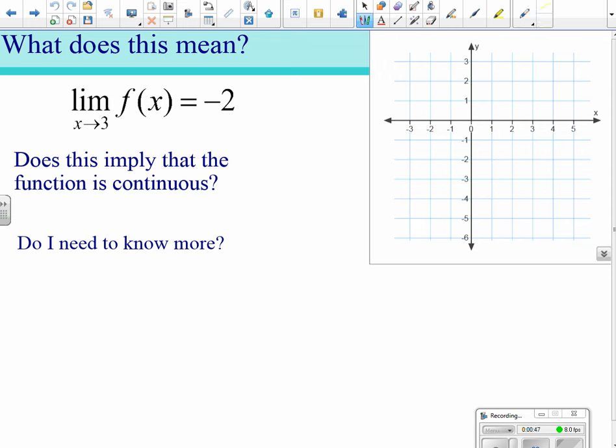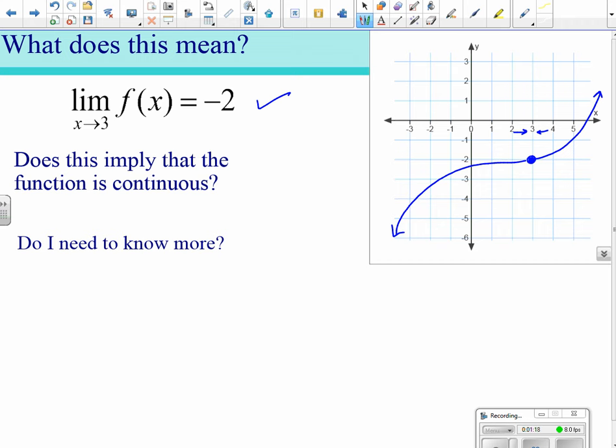Well, in my mind, I'm over here at 3. I'm coming into 3 from the left and the right, and the height is going to be at -2. So there's some function, however it's coming in and out of here, that approaches -2, or the limit is -2. Does this imply that the function is continuous? Do I have an open circle here, or would this be filled in based on this information?